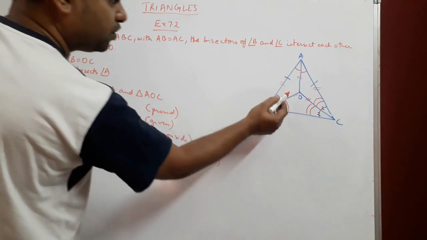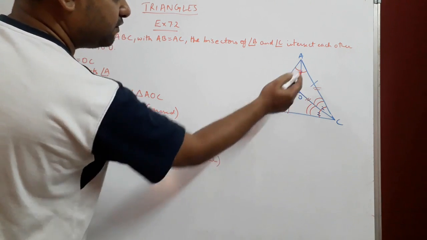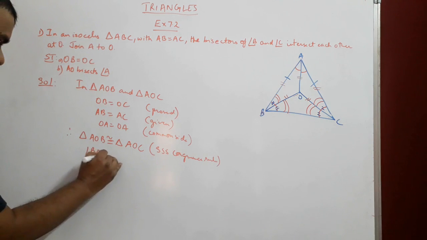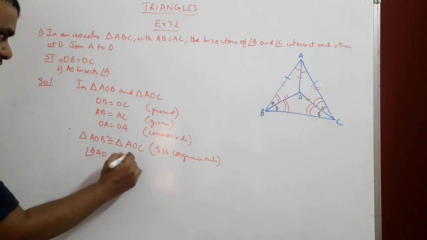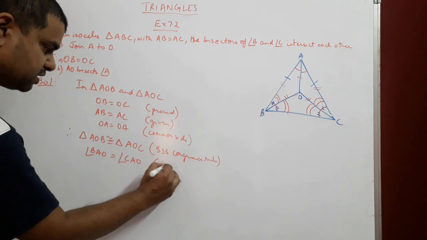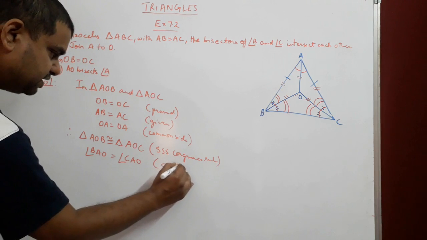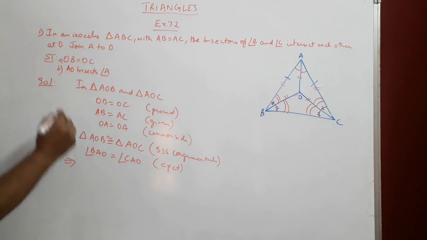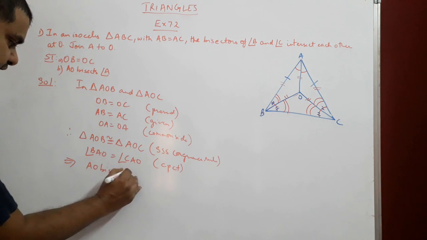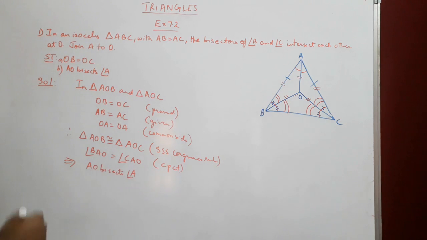Now that we have got these two triangles congruent, we can say angle BAO is equal to angle CAO by CPCT, and this implies that AO bisects angle A. That's how we prove the second part of this.